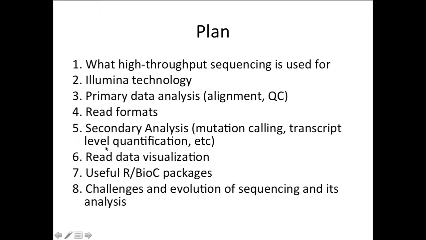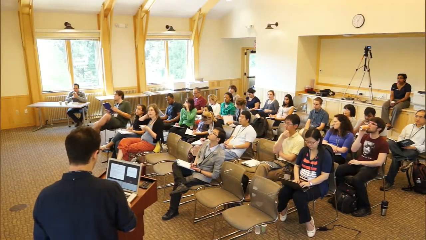That includes transcript level quantification. Hopefully, we'll have time to cover visualization of short read data. I'll give you a few slides about useful Bioconductor packages for analyzing deep sequencing data. And then we might not have time for this, but it's on the slides: we might talk about challenges and how the sequencing technology evolved.